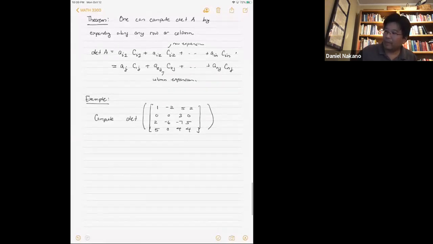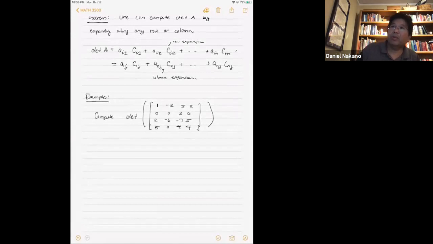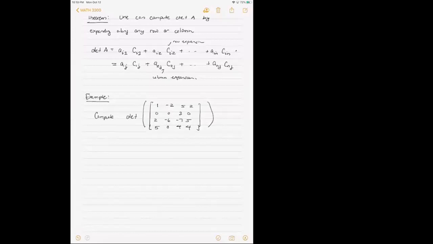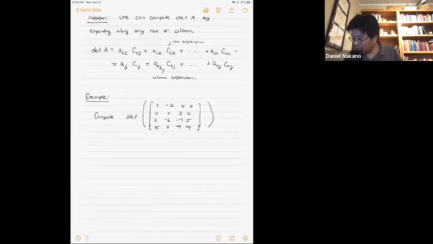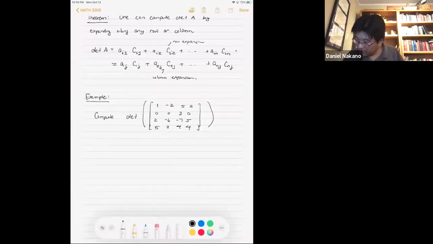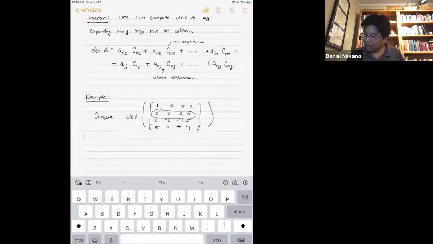Now, in order to compute this determinant, what do you think we should do? Use the second row. Oh, good. Let's use the second row because there are lots of zeros. So we're going to expand along this row over here. So let's do that.